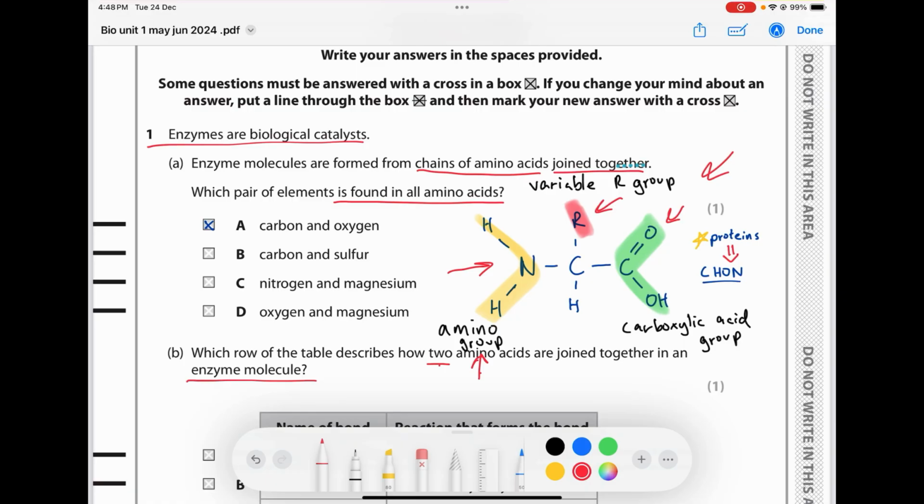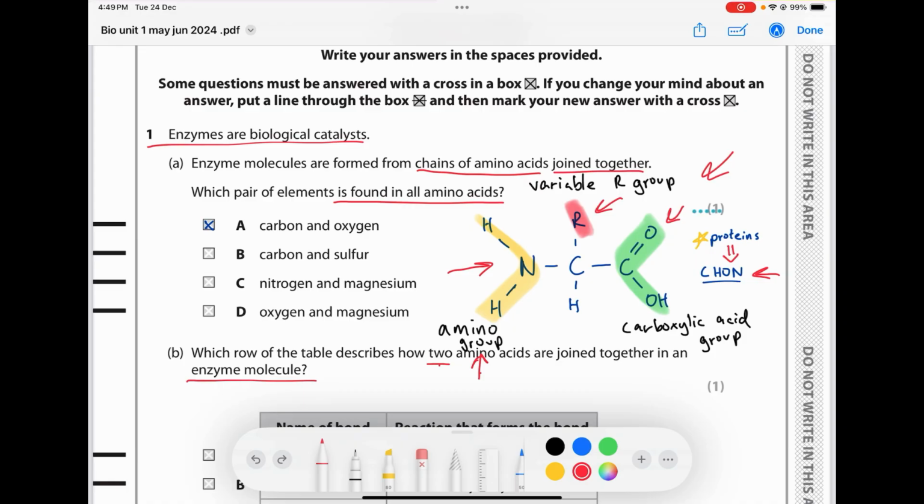An easy way that I remembered the components of protein is I memorized CHON: carbon, hydrogen, oxygen, and nitrogen. Again, we have nitrogen here, hydrogen over here, carbon right here, oxygen here. I think that's pretty easy to understand.